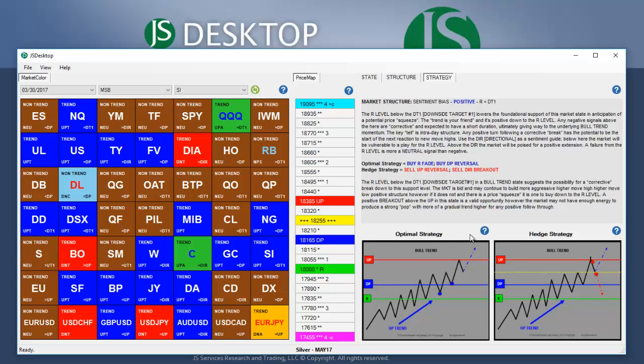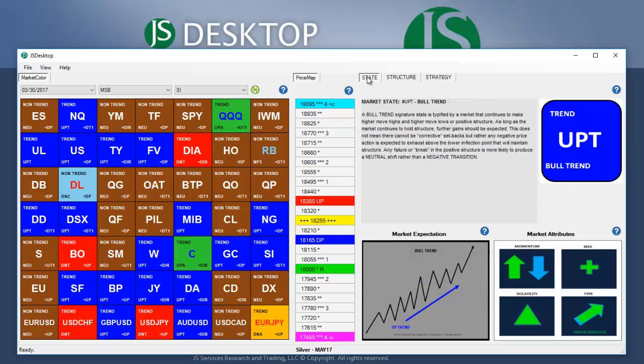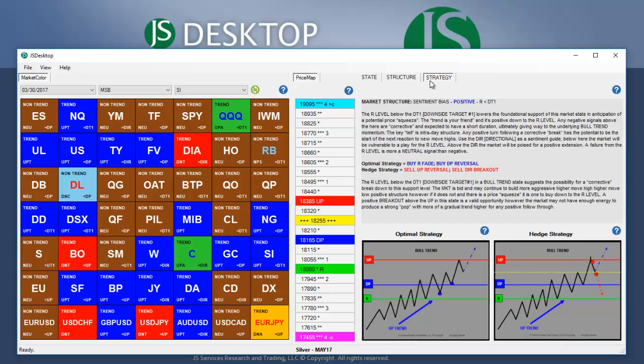And then the playbook provides an overview of what strategy themes should be expected. So if we're in this state and we have this structure, what should we anticipate in terms of a strategy theme? And we have our optimal strategy theme and our hedge strategy theme.